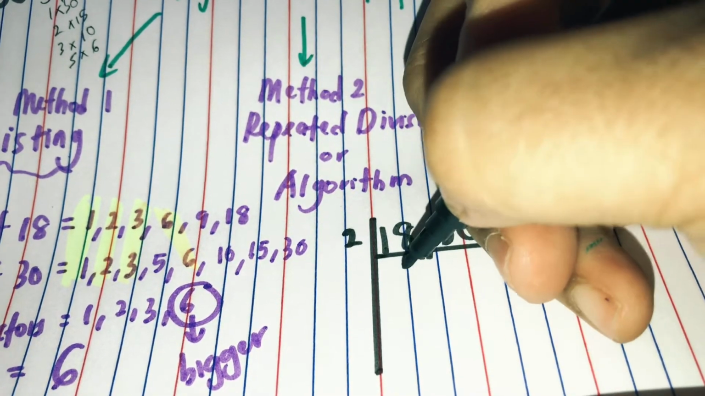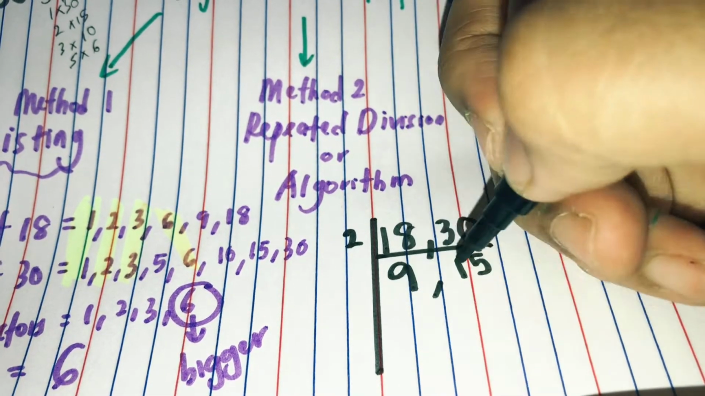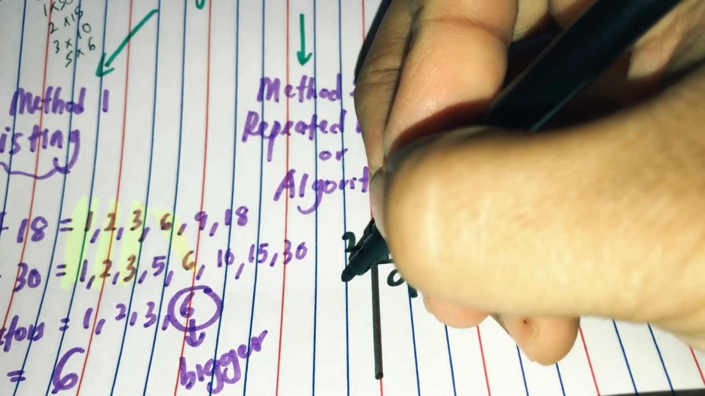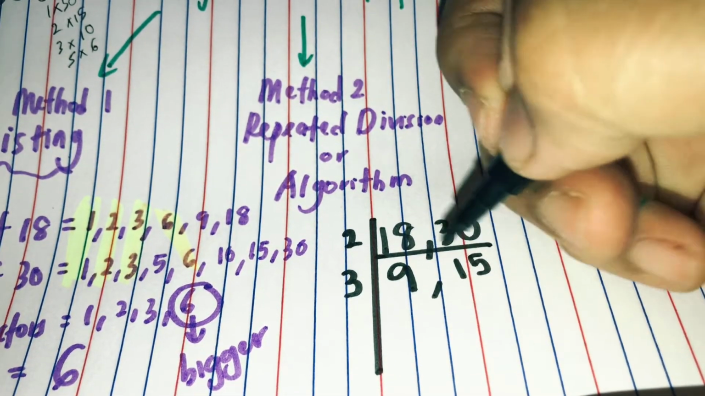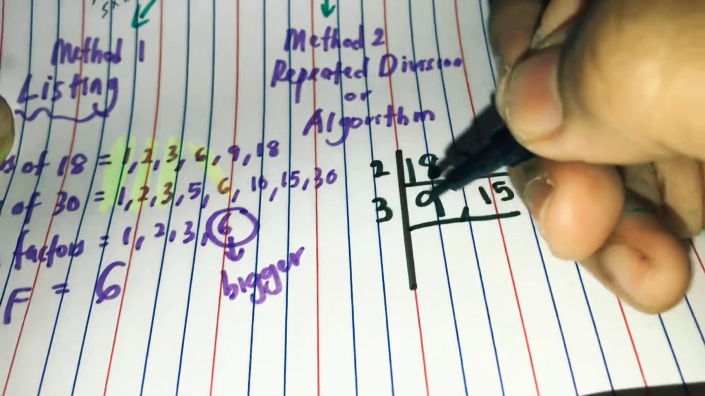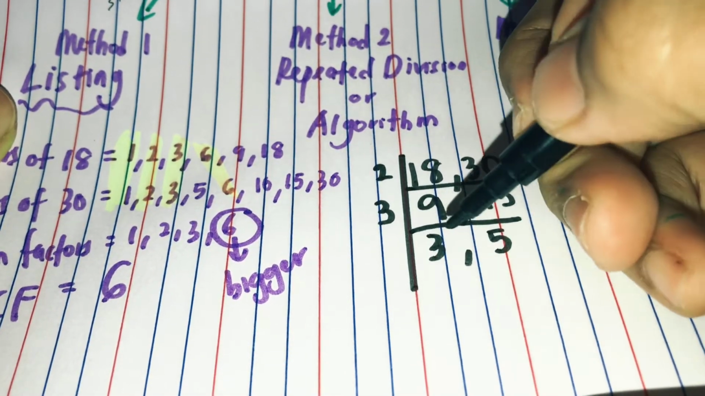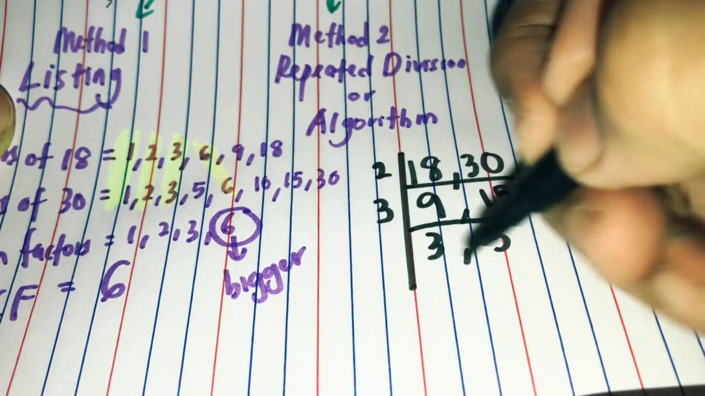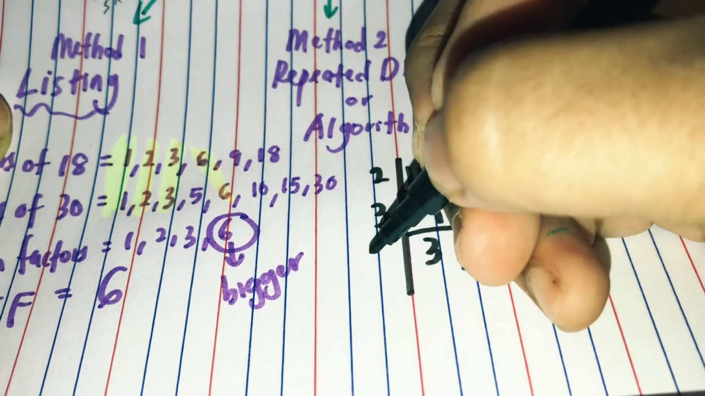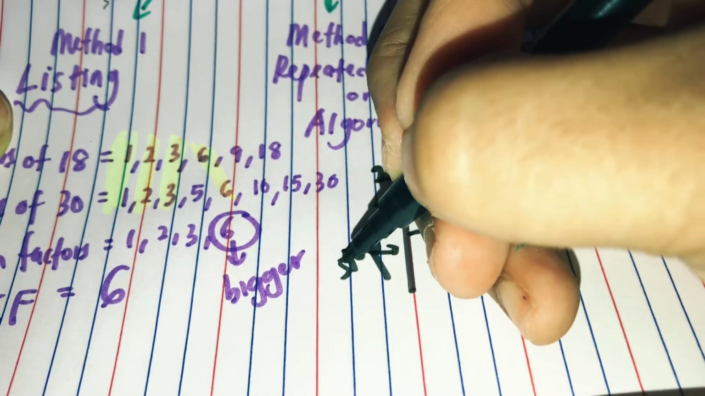So 18 divided by 2 is 9. 30 divided by 2, you get 15. Now you find any number that can divide both. 3, right? 3 can divide 9, and 15 also can divide by 3. So 9 divided by 3, you get 3. 15 divided by 3, you get 5. Now can you find any number that can divide both 3 and 5? You cannot find any, right? So you have to stop here.